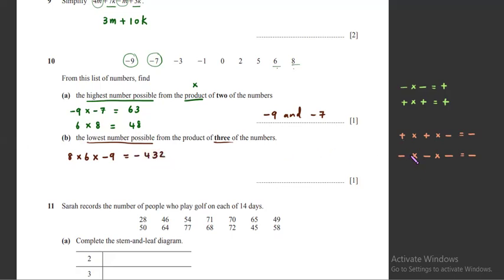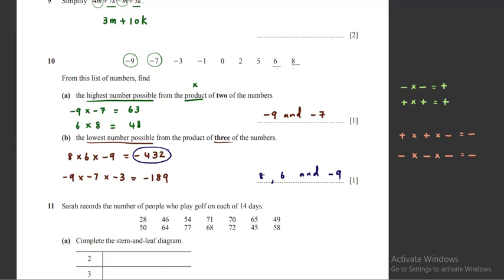Likewise, let's also check what happens when we multiply three negatives together. In that case, the three smallest negative numbers should be multiplied together, which is -9 times -7 times -3. When we multiply this, we get -189. So out of these two answers that we have got here, the lowest possible number is -432, which means the three numbers are 8, 6, and -9.